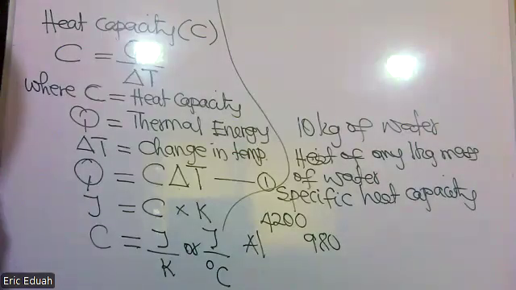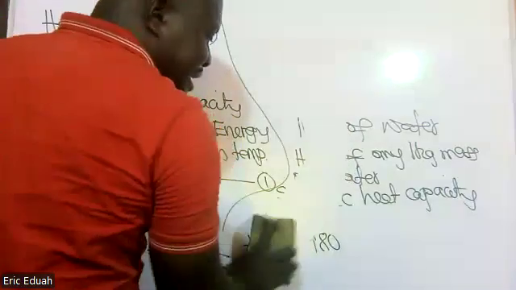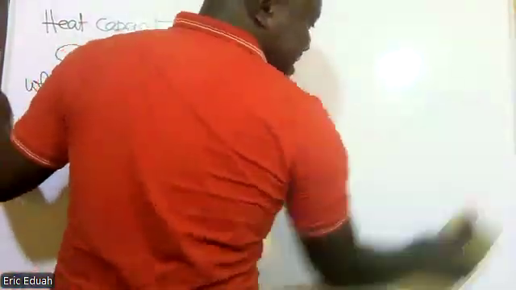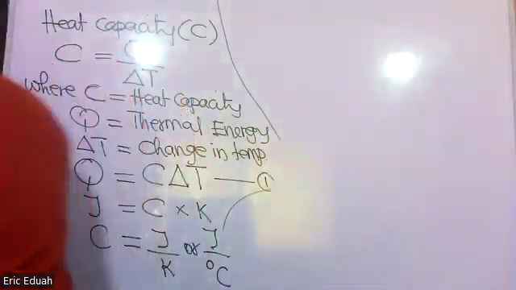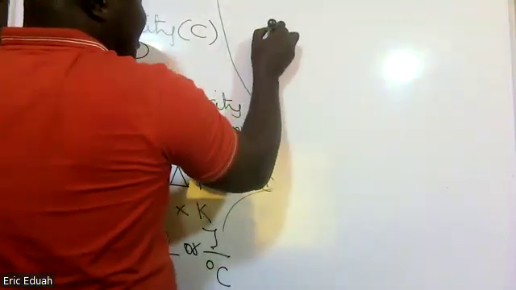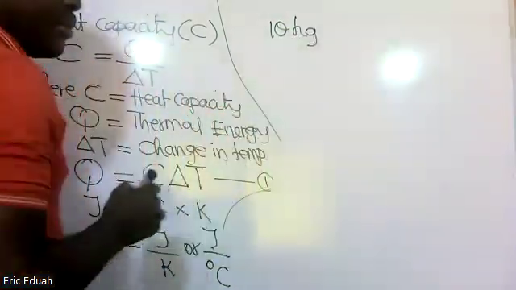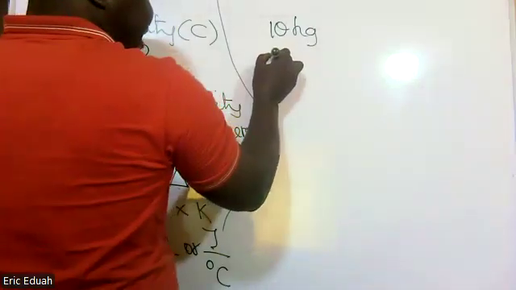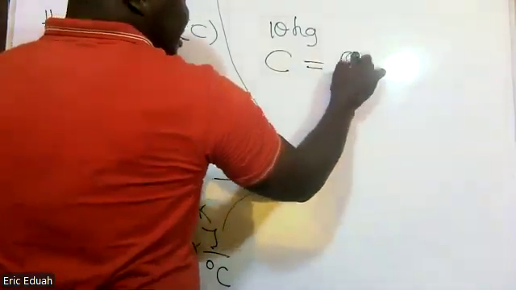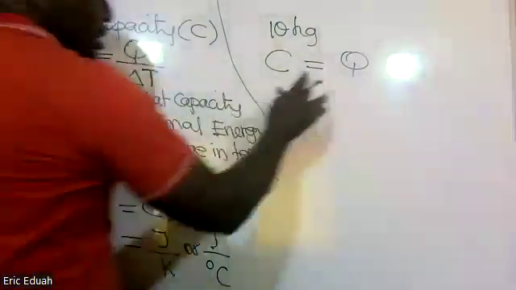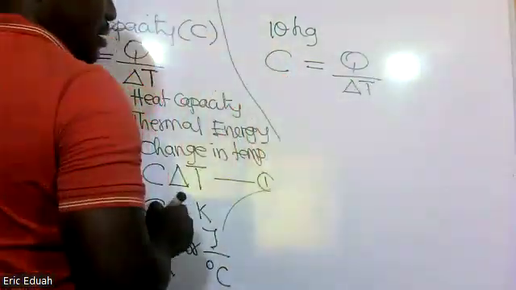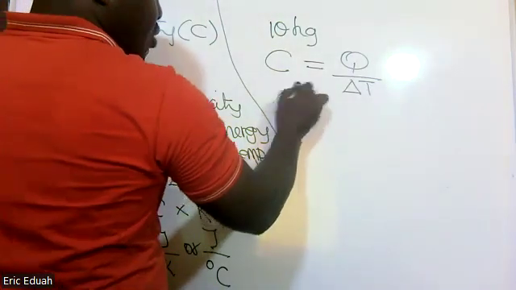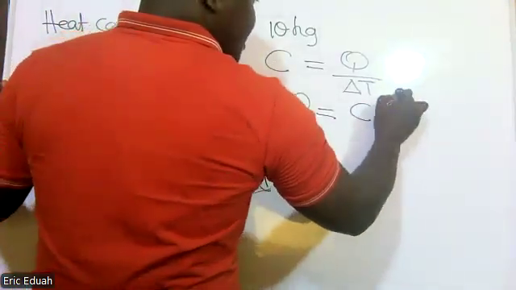All right. So heat capacity, big C, has nothing to do with any specific mass. In general, if I have 10 kilograms of a material, its heat capacity is equal to the quantity of thermal energy that must be absorbed divided by the change in temperature. And so Q is equal to C times delta T.